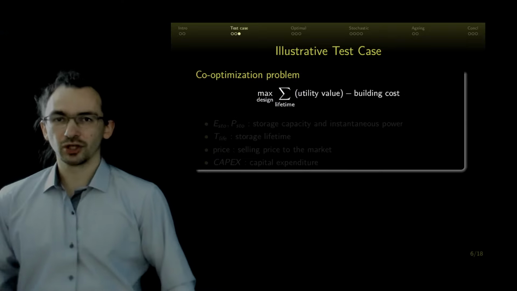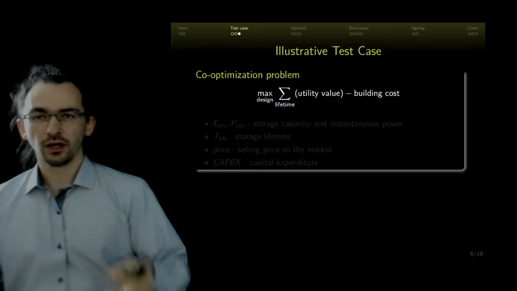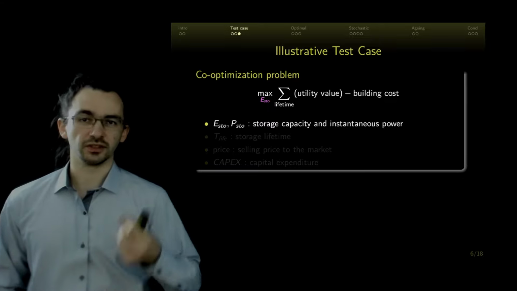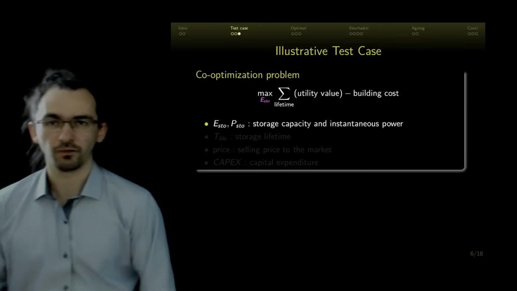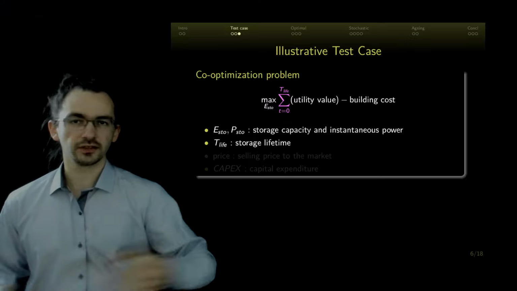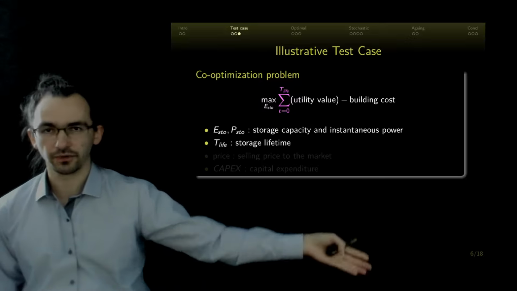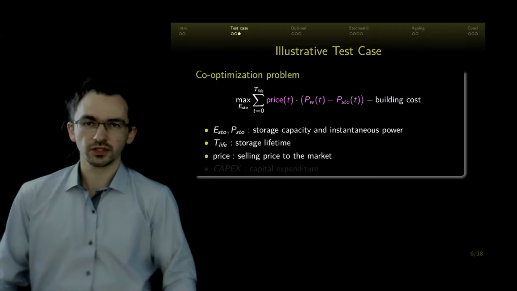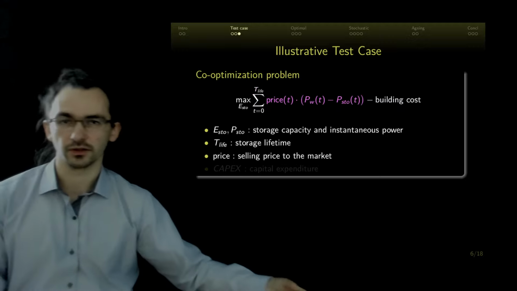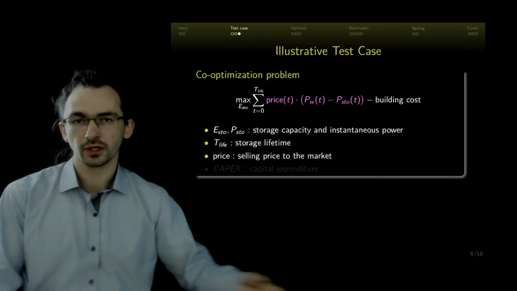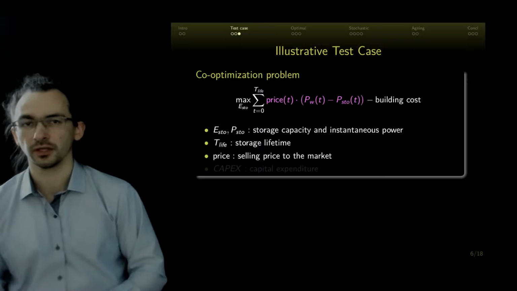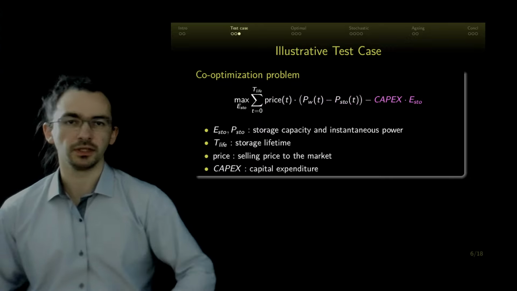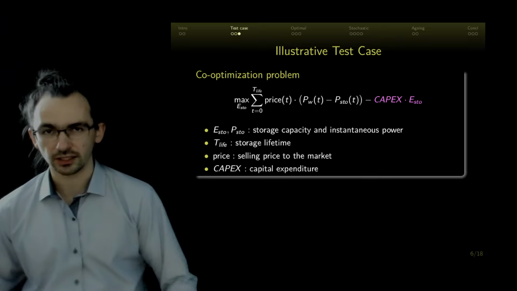In such a context, the co-optimization problem becomes the following. I try to maximize the quantity with one variable, which is the design, so the energy capacity of my battery, over the entire lifetime from now to the end of life of the battery. What I'm trying to maximize is this utility price times the net power output of the virtual power plant minus a building cost, and I suppose that this building cost will be linear with the capacity of the battery.